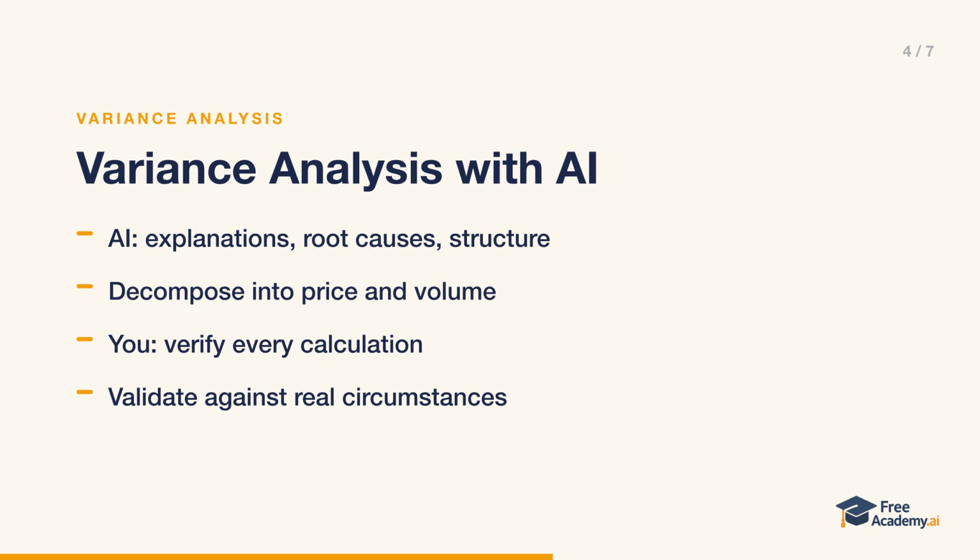AI can also help decompose variances. Say your sales variance is unfavorable by $500,000 with volume down but price up. AI can walk you through splitting that into price and volume components and explain what each one tells you. But here's the rule again. You verify every calculation it provides, apply your company-specific knowledge, and validate its explanations against what actually happened.